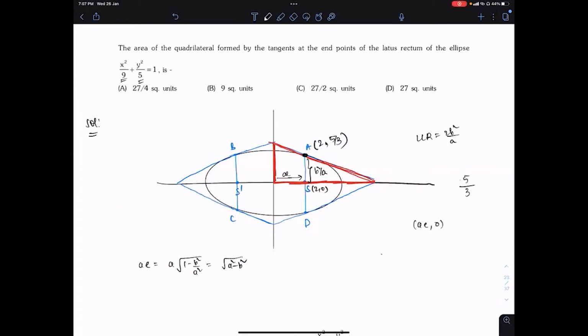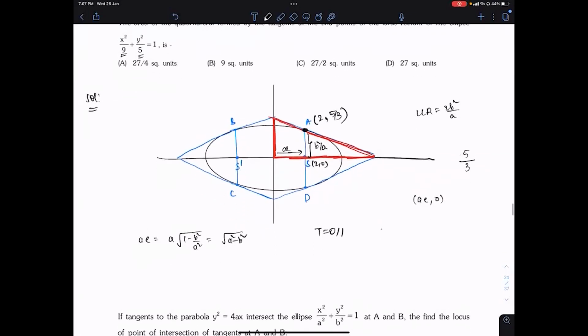Now you know the point on the ellipse. The tangent equation will be simply T equal to 0. So x square, you will replace it by x into x1: x into 2 by 9 plus y into 5 by 3 by 5 is equal to 1. So if you simplify, it will be 2x by 9 plus y by 3 is equal to 1. Now you know the tangent equation. So then you will know the x-intercept. You put y equal to 0, x-intercept will be (9/2, 0).